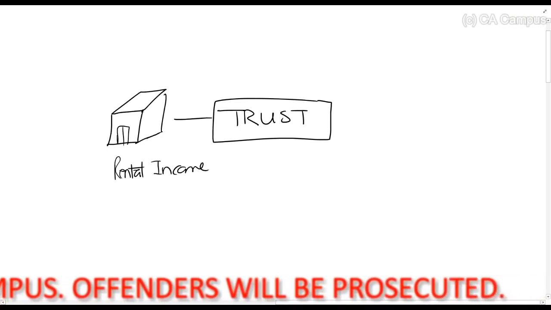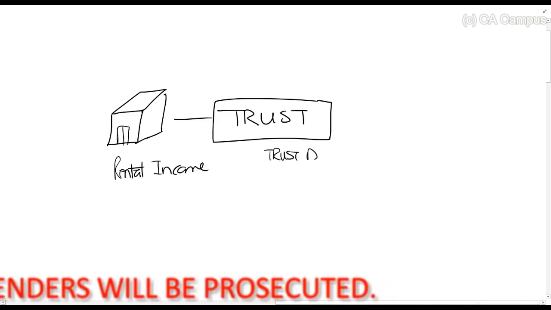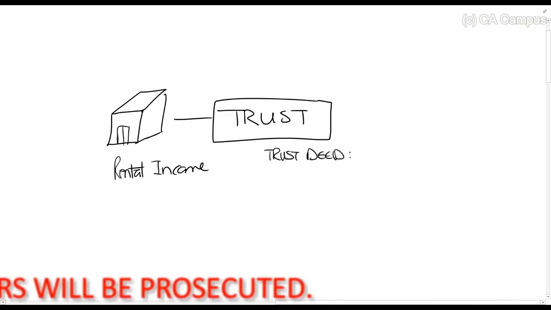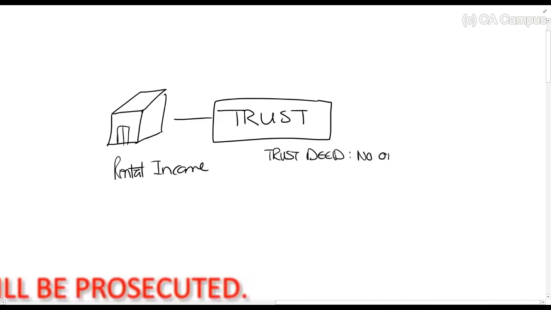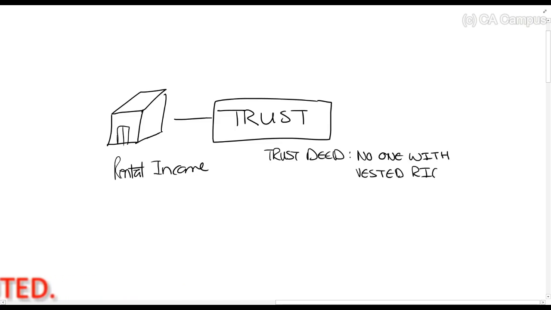This rental income, the trust deed says there's no one with a vested right. So if there's no one with a vested right, what does that mean? It means that trustees must make a decision, use their discretion, so discretionary payments, to pay out the amounts to beneficiaries. Now, let's say in year 1, there was 100,000 rands rental earned.